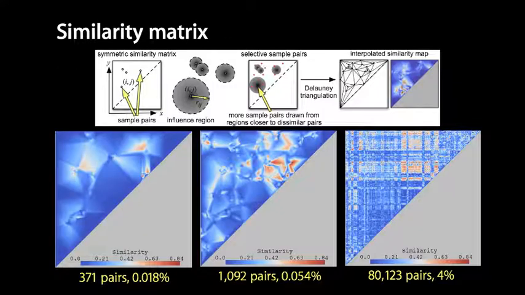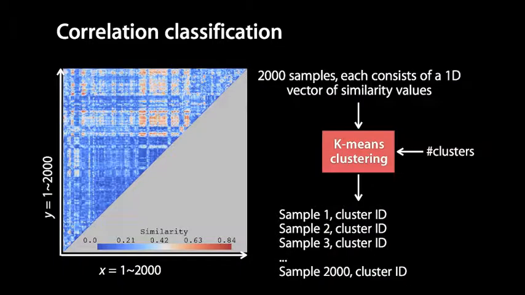Here we show the progressive computation of the similarity matrix. With our sampling strategy, we sample more from regions of dissimilar pairs and less from regions of similar pairs. This visualization allows us to intuitively observe the iterative process and provides feedback as to when the sampling and calculation can be stopped. After computing the similarity matrix, we use k-means to classify the samples.